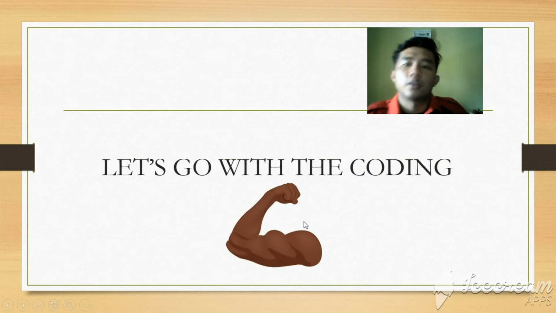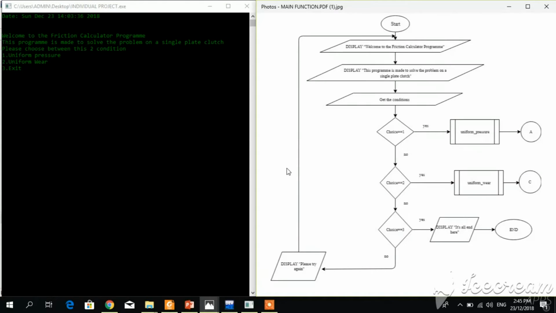Now let's go with the coding. Alright guys, this is the flowchart of my main function, and this is the program. As we can see here, it starts and displays welcome to the friction calculator program, and it displays this program is meant to solve the problem on a single plate clutch. Here, get the condition. There are two conditions. One is uniform pressure and two is uniform wear. This is choice number one, you enter the uniform pressure.